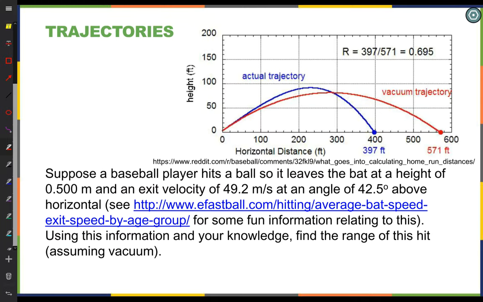Okay, my last slide, reality versus general physics. This is reality for baseball. If you look at reality for golf, it's much more interesting, actually. I'm not going to work out this problem. We've done 2 problems already.